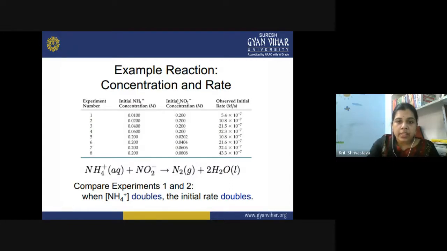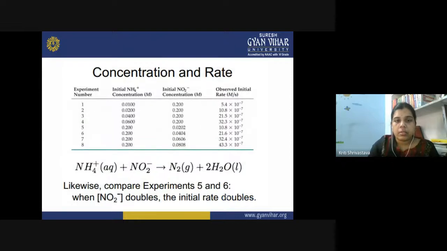Again, we are keeping the concentration of nitrite constant, and when you further double the concentration of ammonium ion, again the rate got doubled. But when you keep the concentration of ammonium constant, 0.2, 0.2, 0.2, and double the initial concentration of nitrite, again the rate got doubled. So for each individual reactant, the reaction order is 1. Likewise in experiments 5 and 6, you are keeping the concentration of ammonium ion constant and doubling the concentration of nitrite ion. So this also doubles the rate of the reaction.